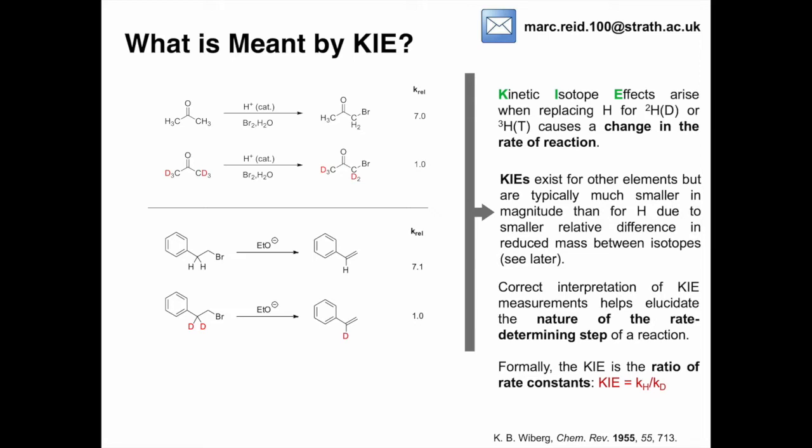So coming back to this slide, look now at the bottom reaction. Here we see a base-mediated elimination reaction to form a styrene. Similarly, as in the case of the top reaction, the non-deuterated substrate reacts with a rate constant that is about 7 times greater than that for the exact same reaction using the deuterated substrate in place of the non-deuterated analogue. The substrate in this case being 1-bromo-2-phenylethane. The KIE in this case is 7.1, so very similar to that for the top reaction.